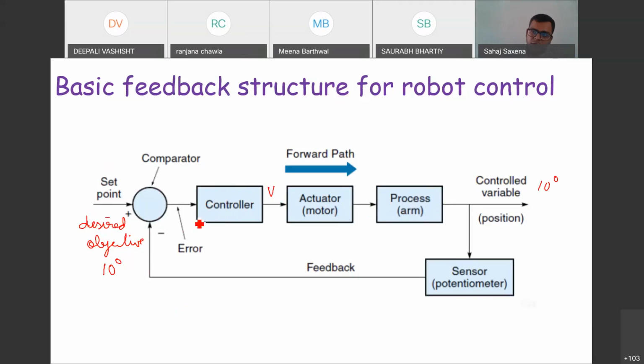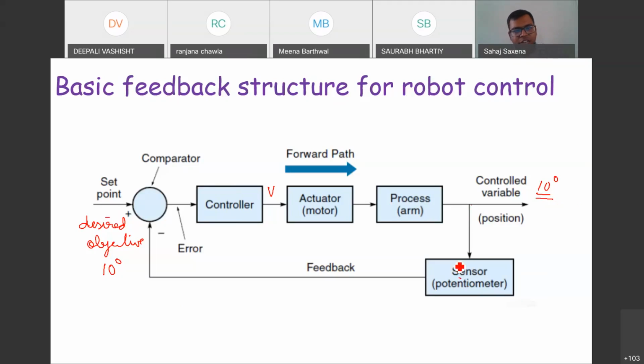Okay. But how do you understand whether the motion is actually 10 degrees? So you must measure this 10 degrees. And how will you measure it? With the help of a sensor, or we have different types of sensors which will actually measure the angle.